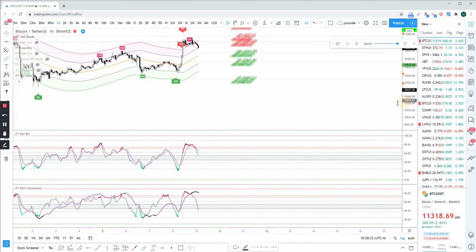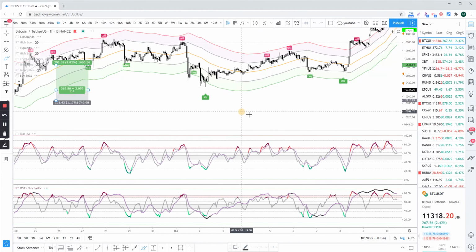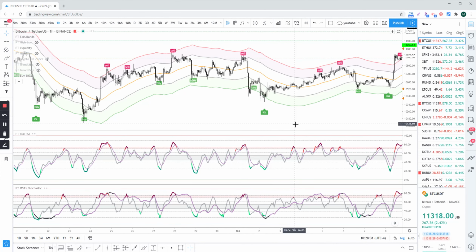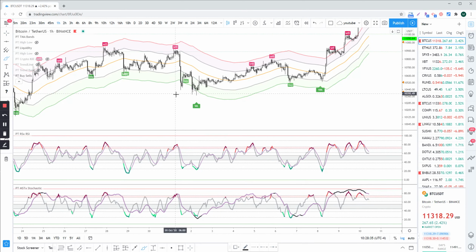Take 100x liquidity with a buy signal. Let's stop over there for a second. There you go. So basically, what I do when I see confluence is I got a buy signal here, right?